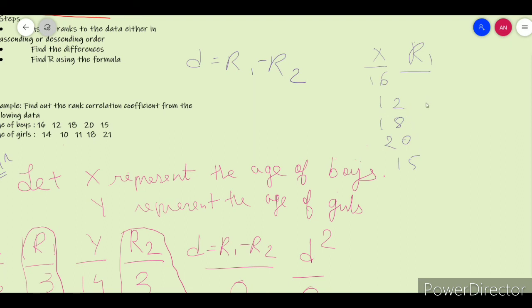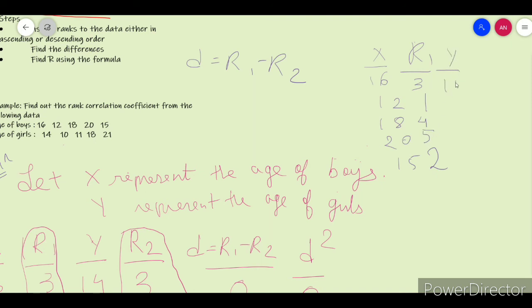Here 12 is the lowest value, rank 1. 15 is the next low value, rank 2. 16 is the next low value, rank 3. 18, fourth lowest value, and 20 being the largest value will be assigned the last rank.